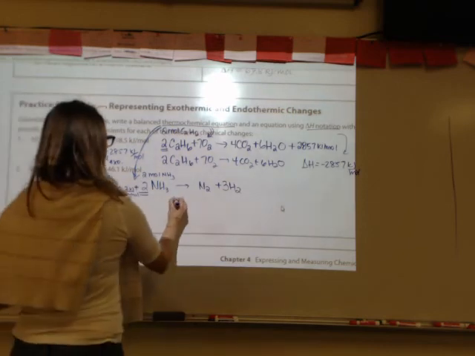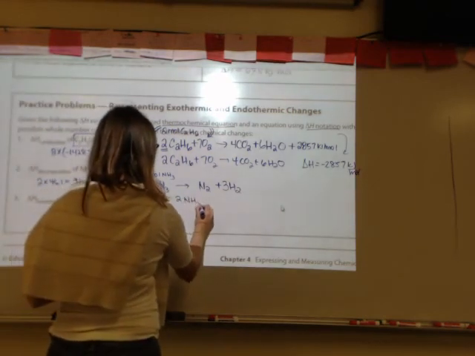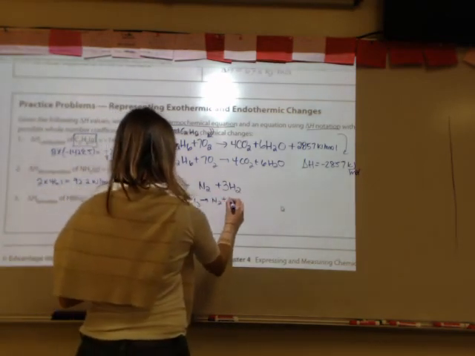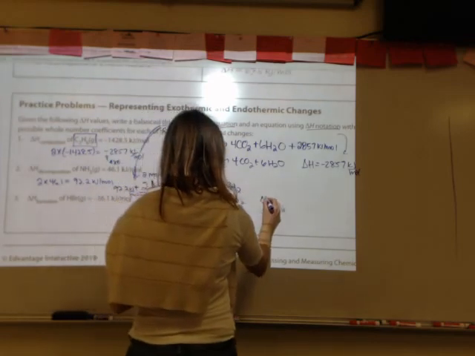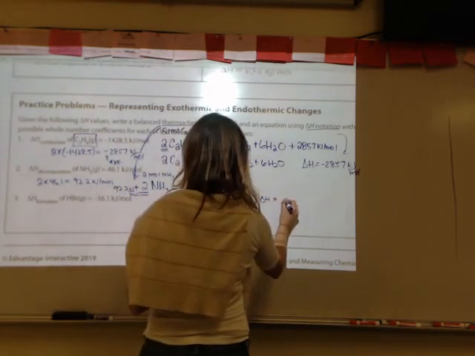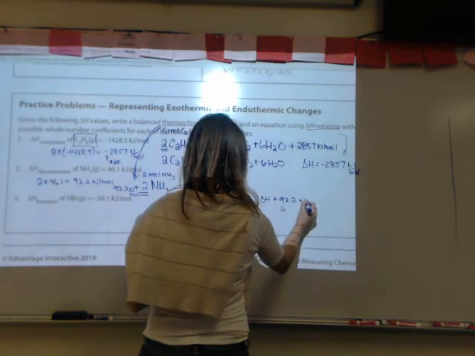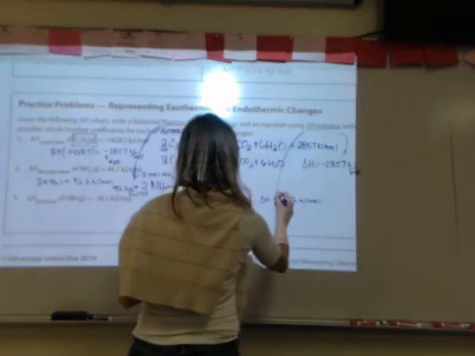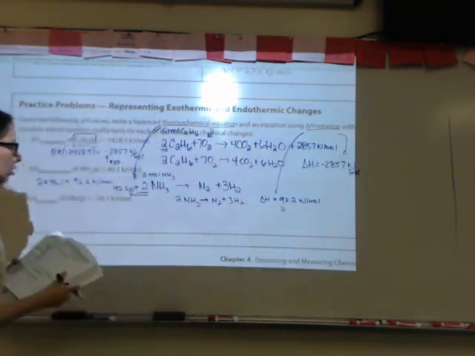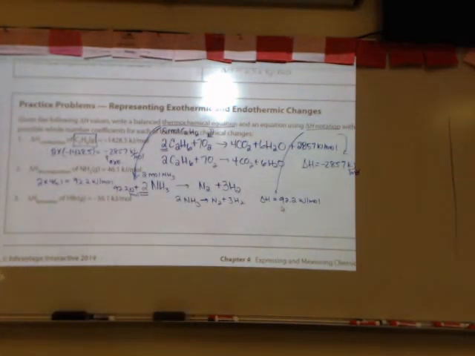If you want the delta H notation, you would write out the equation and just write off to the side, delta H is 92.2 kilojoules per mole. So there is your delta H notation equation, okay?